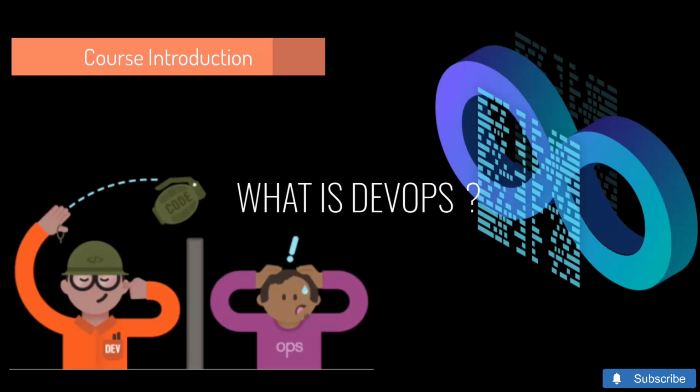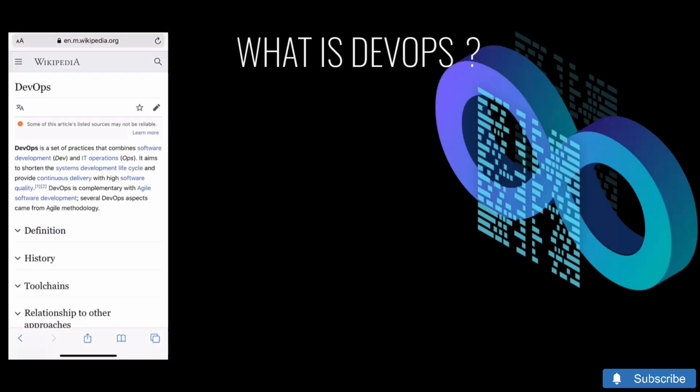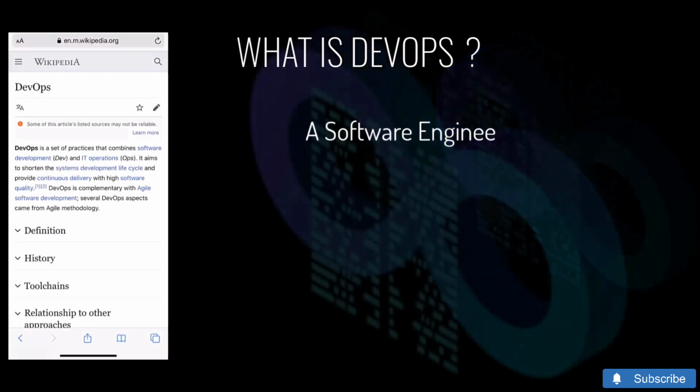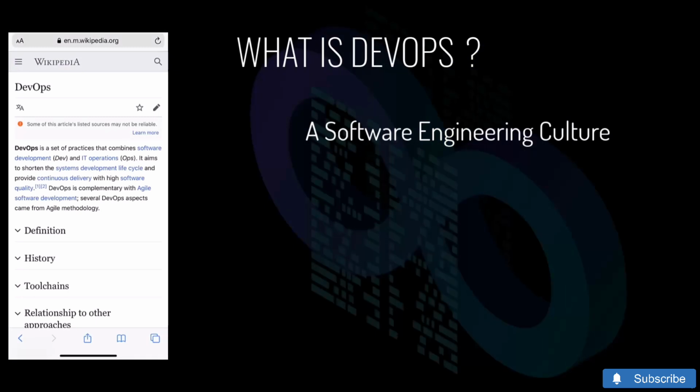In this lesson, we will answer the question, what is DevOps? The term DevOps is short for development plus operations, and a lot of people define DevOps in different ways. So let's start with the Wikipedia definition. Now, DevOps is software engineering culture and practice that aims at unifying software development and software operations.